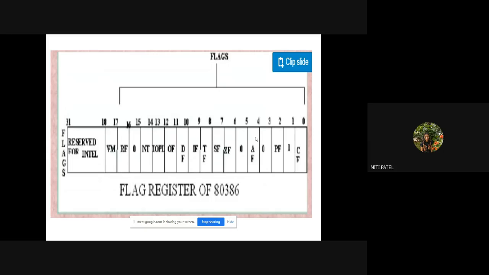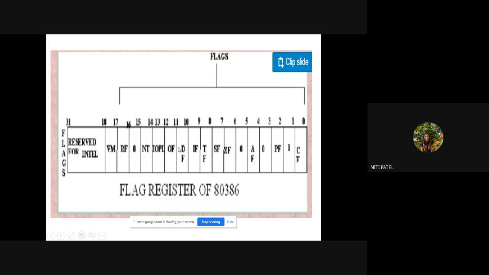Next is TF. What is trap? The TF, trap flag. If the priority is highest with a trap, that means you have to look into that interrupt, which means you have to stop your current execution of a program and go and handle the interrupt. So if there is any trap kind of interrupt, this bit will be set to 1, or else it will be set to 0.